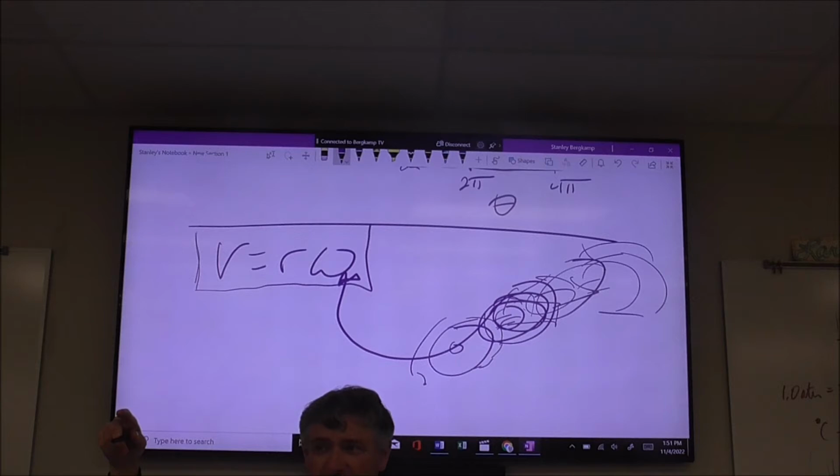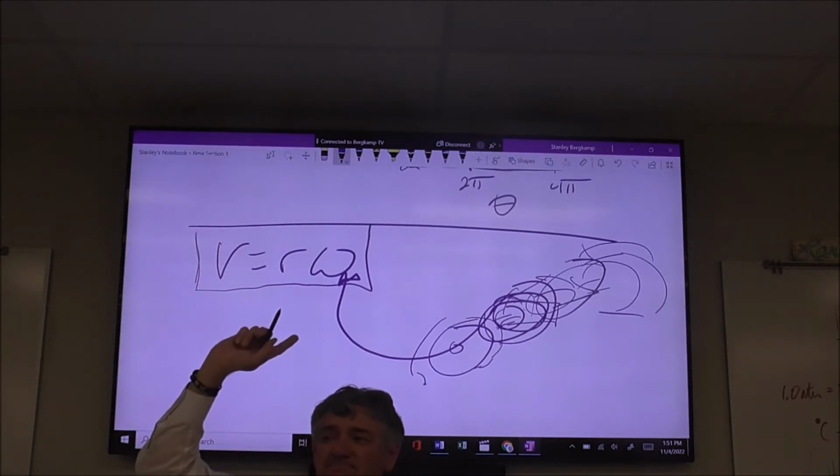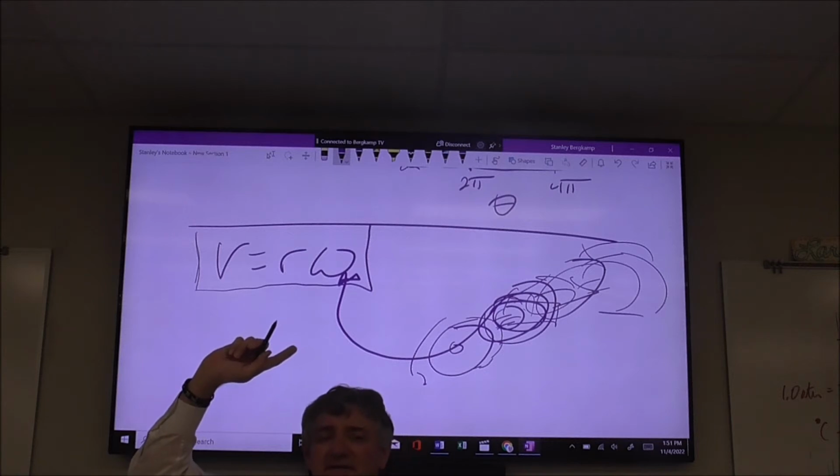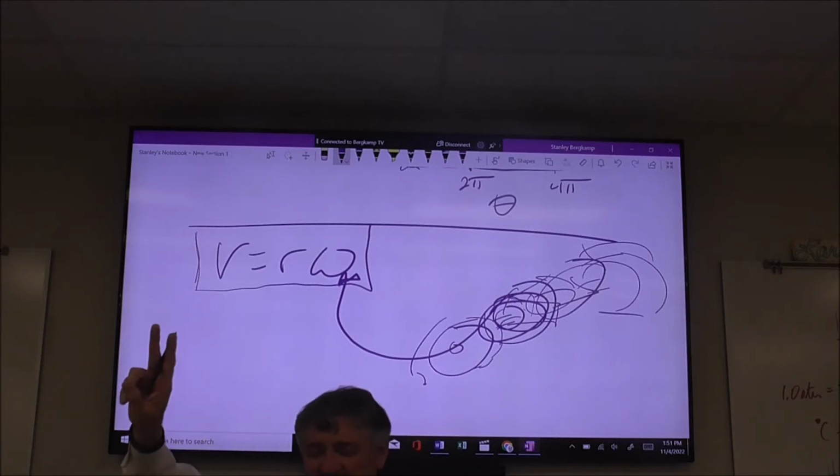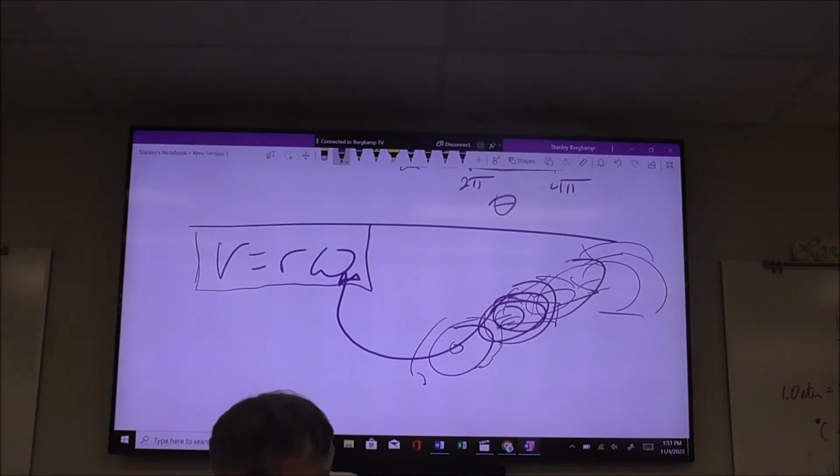So if my speedometer is off by 10 miles an hour, the tire size is off? Yep. Whoa, that means you have a really big difference, though. Hold on, we'll get there. Guys, going crazy. Ten miles an hour is crazy.